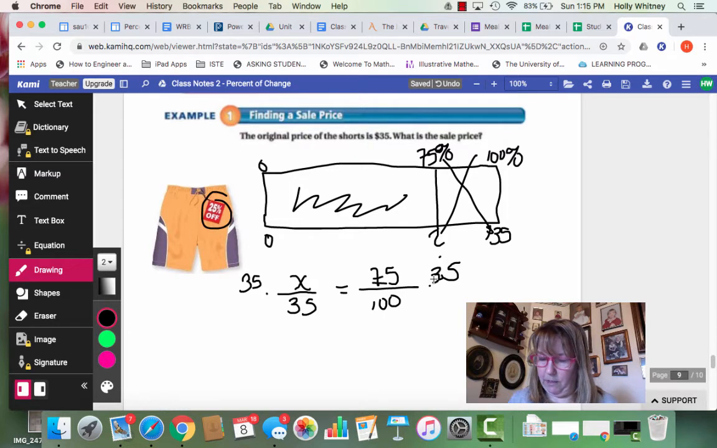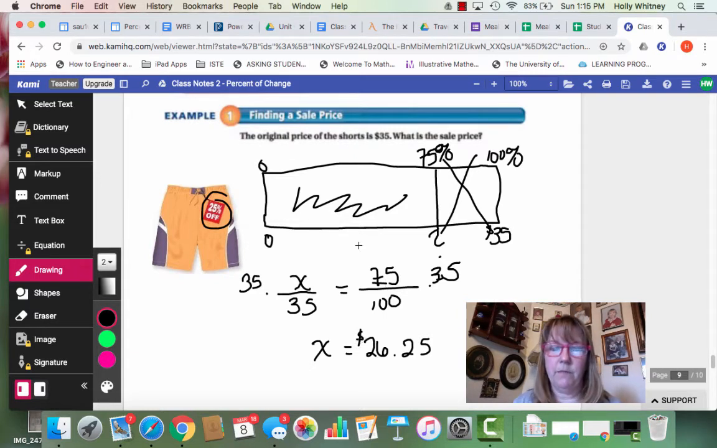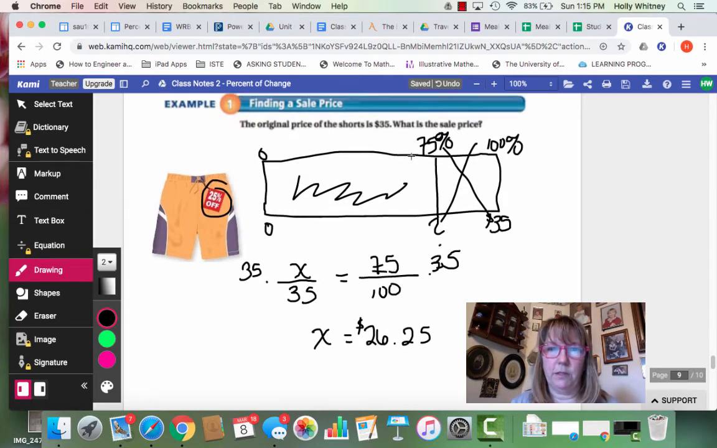Using my calculator, 75 times 35 gives me 2,625. I divide that by 100, and I end up with $26.25. So the part that I am paying for, or the sales price, is $26.25. We're finding out what part you're actually paying for, which is the 75%.